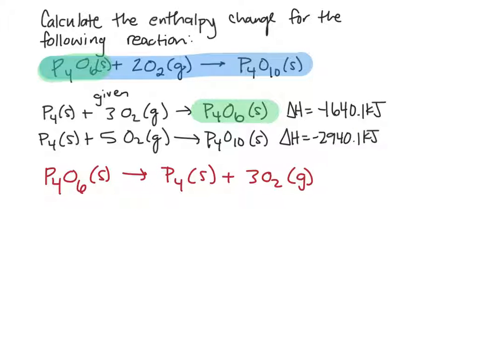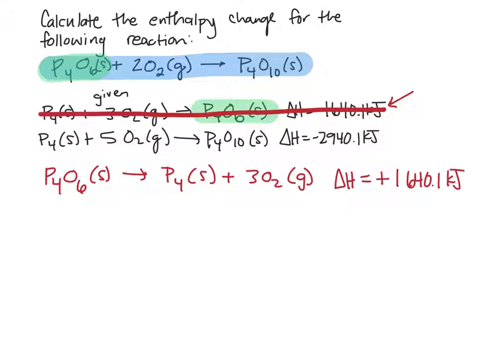And what we do when we flip an equation is we also have to flip the sign of the enthalpy. So this enthalpy for the reaction will now be a positive 1,640.1 kilojoules per reaction. For mental bookkeeping, I then cross out my entire reaction to make sure that I don't use those numbers again.